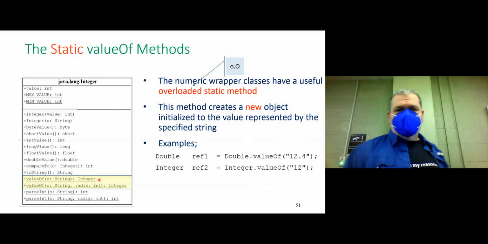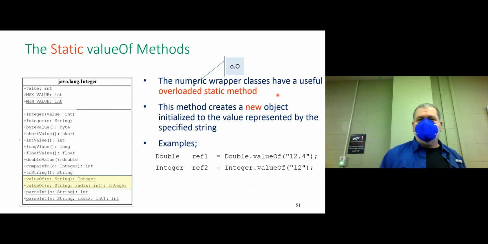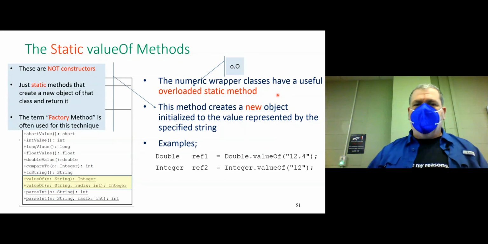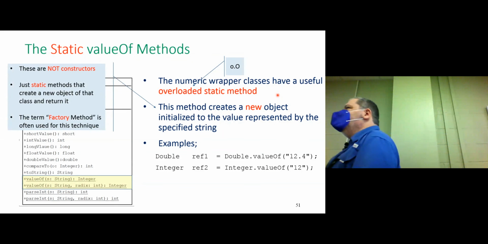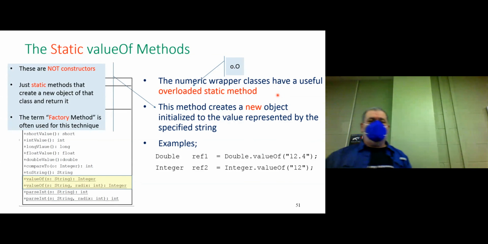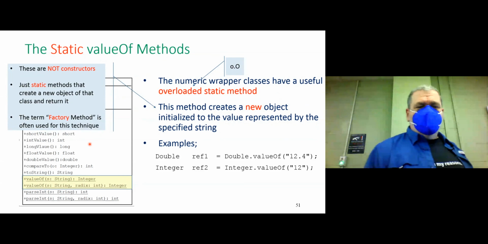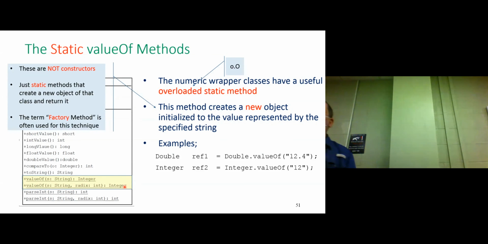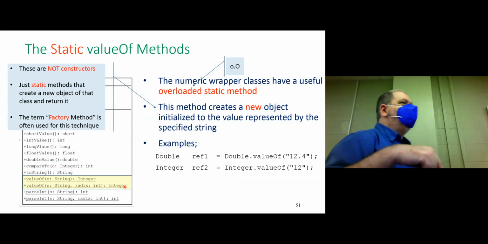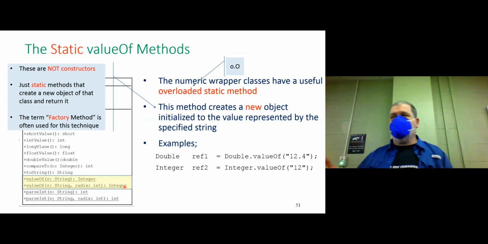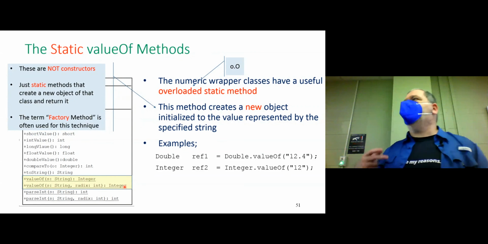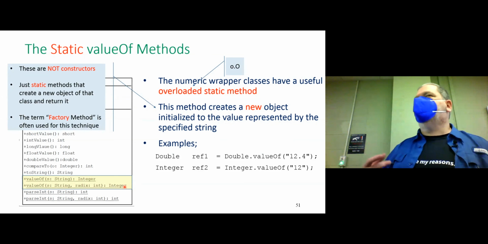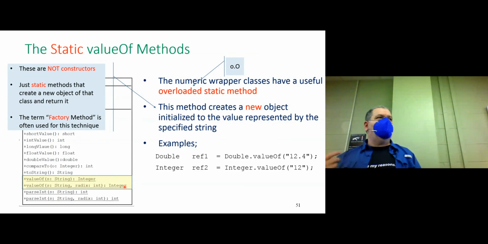Okay, so valueOf, again, jargon: overloaded static method. So you know what a static method is. Overloaded, we mentioned it in passing once or twice. This is going to be the focus of our next module, okay? And I told you that those valueOf methods return a reference to a newly created Integer object. So you call on the class Integer the valueOf method, you pass to it a string, and what it's going to do, it's going to act like a constructor, kind of.